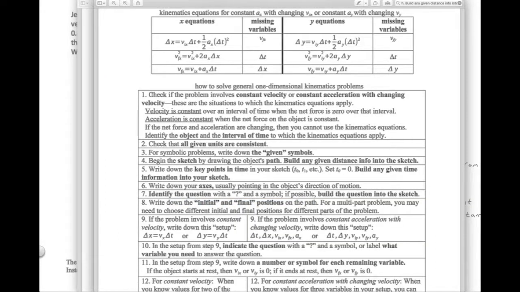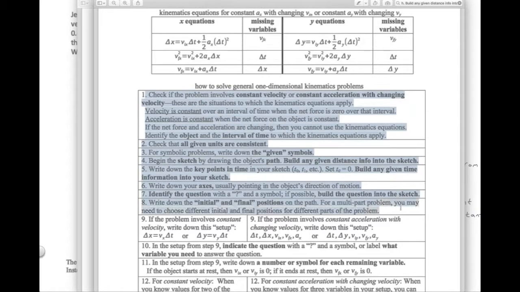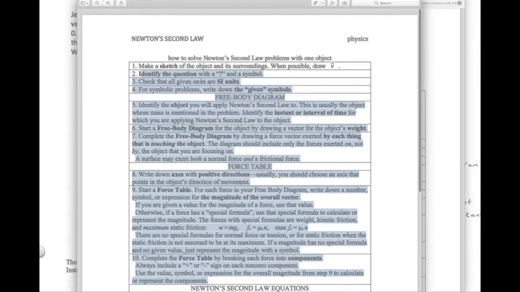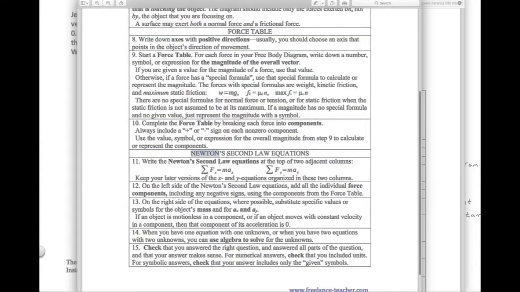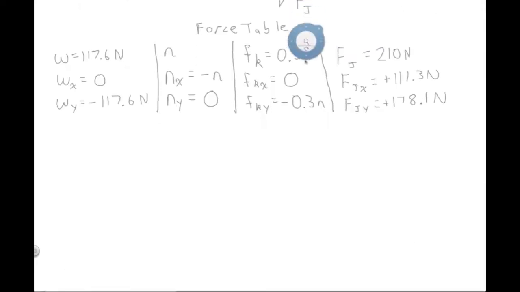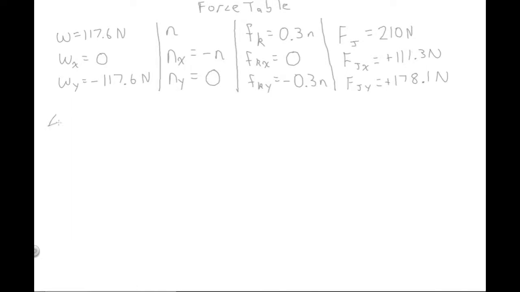So now we've completed all of the preliminary steps for general one-dimensional kinematics, just as we earlier completed the preliminary steps for Newton's second law. Now we can move ahead and write down the general Newton's second law equations. So we'll write the general formulas. Sum of the forces X equals m a X. Sum of the forces Y equals m a Y.